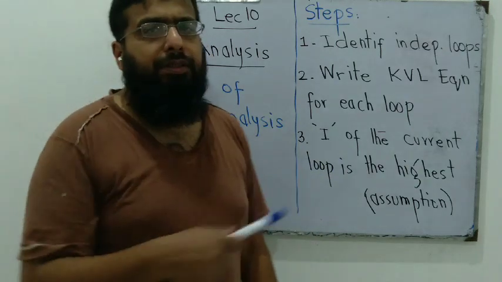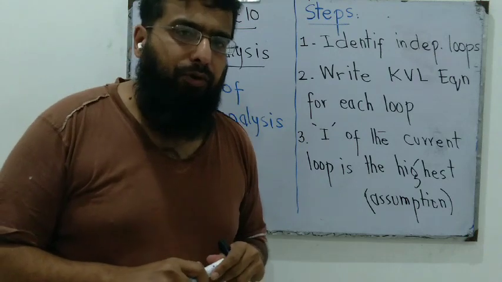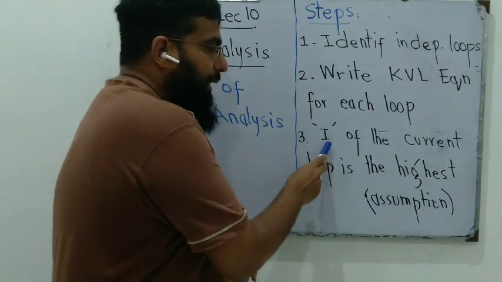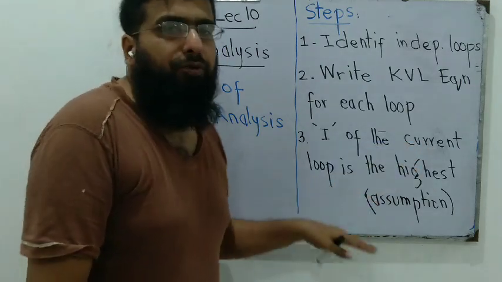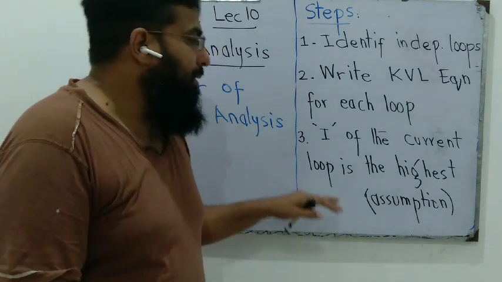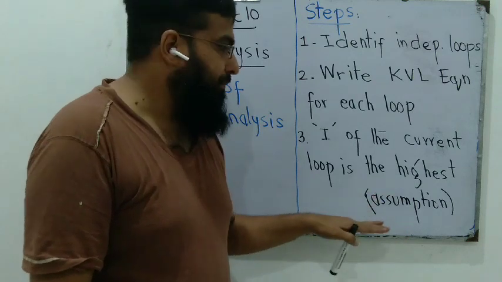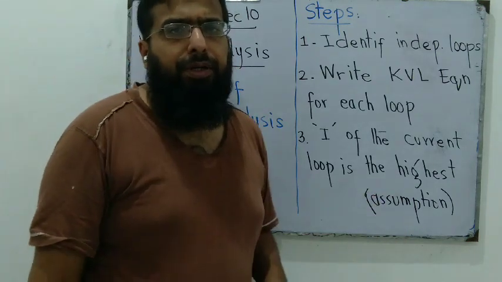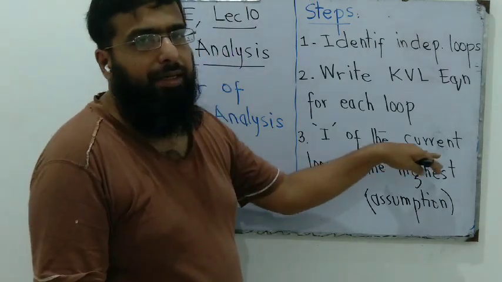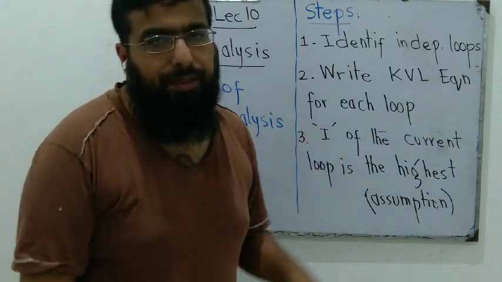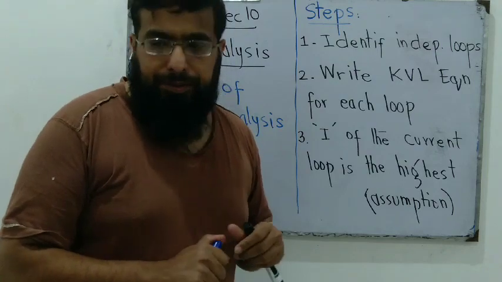Like we assumed in nodal analysis that the node we are writing the equation for has the highest voltage, similarly, we'll assume that the loop for which we are writing the equation has the highest current in magnitude. This is an equivalent assumption as we did for nodal analysis. Here we will assume that the loop for which we are writing the KVL equation has the highest current I. Now let's solve an example and write KVL equations.